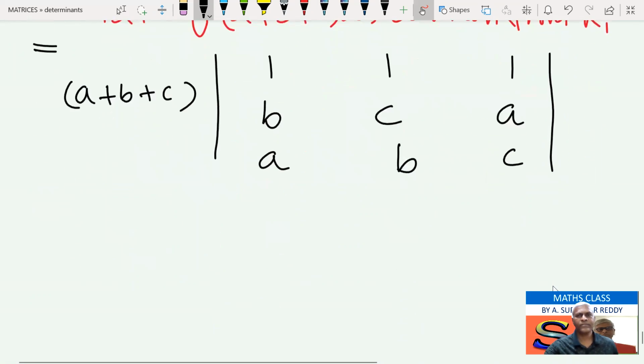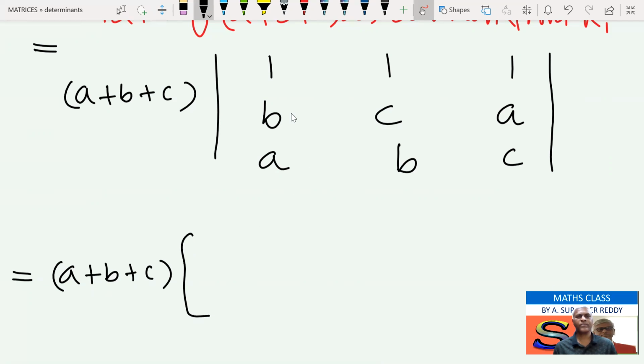So after that, we can simplify or directly calculate the determinant. A plus B plus C. Now let us find the determinant of this along with R1. So 1 and the 4 numbers. Eliminating the row and column, we get the 4 numbers C, A, B, C.